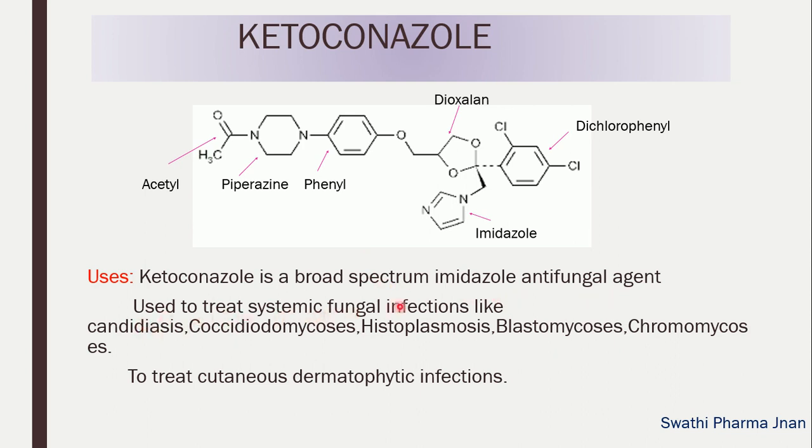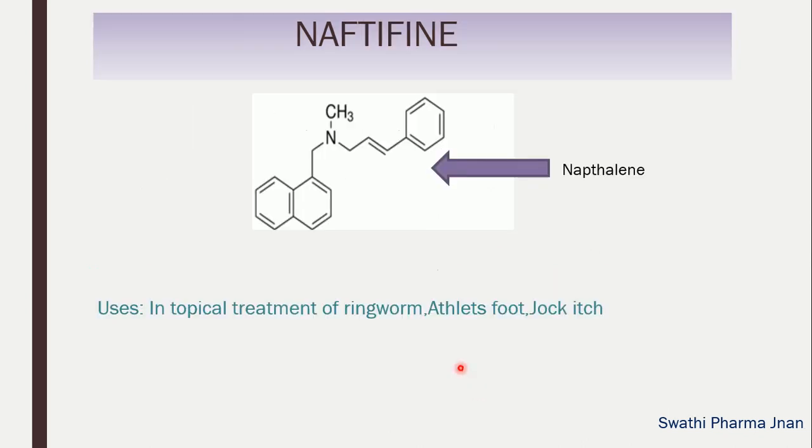It is used to treat various systemic fungal infections like candidiasis, coccidioidomycosis, histoplasmosis, blastomycosis, chromomycosis, etc. Ketoconazole is also used to treat cutaneous dermatophytic infections. Next structure is naftifine. Here the clue for you is naph.